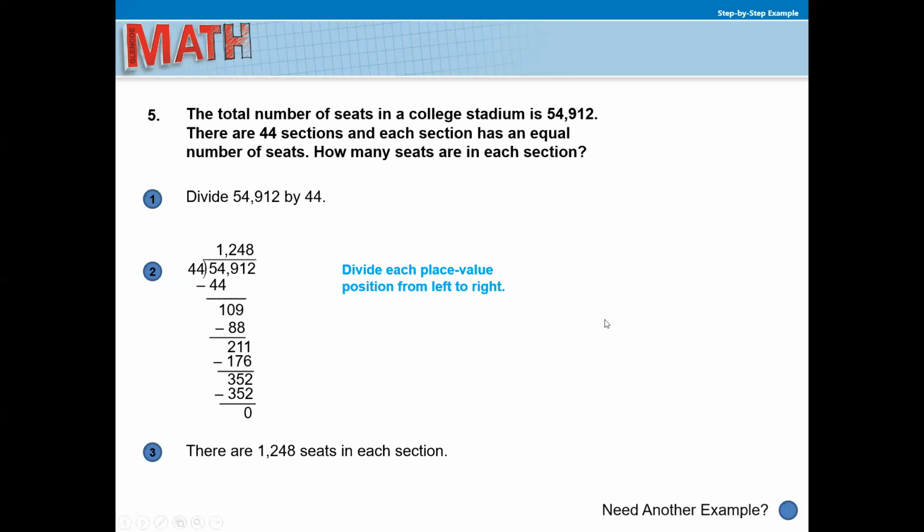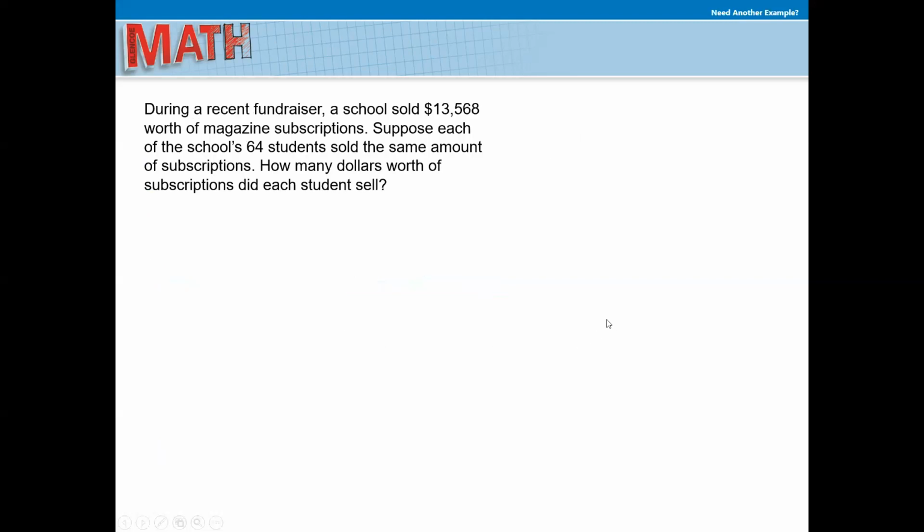Need another example? During a recent fundraiser, a school sold $13,568 worth of magazine subscriptions. Suppose each of the school's 64 students sold the same amount of subscriptions. How many dollars worth of subscriptions did each student sell? Press pause while you work this out in your math notebook. The 13,568 should go inside the bracket. The 64 is outside the bracket. Show me all your work. Press play again when you're ready to continue.